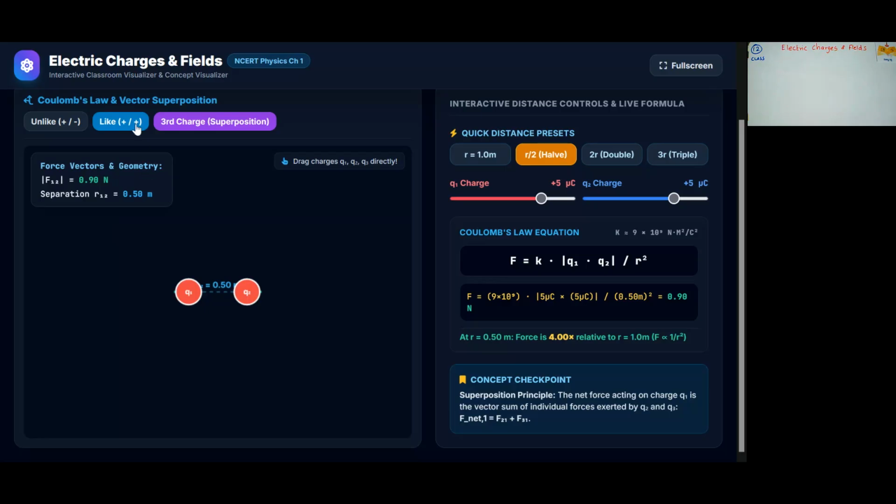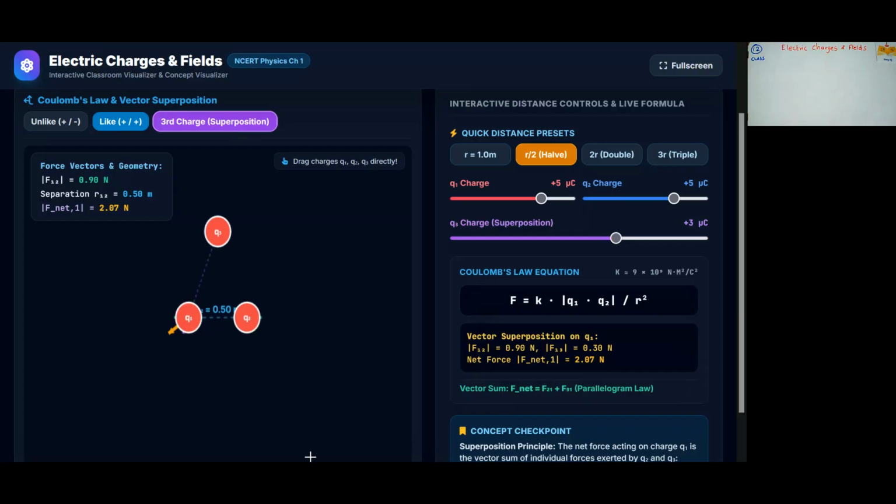And now I will click the third charge superposition button. A third charge Q3 appears there. Okay. For unlike charges, like that, you can see. So Q3 here, you can see the purple color appears, plus 3 microcoulomb. Notice how charge Q1 now has two distinct force vectors acting on it.